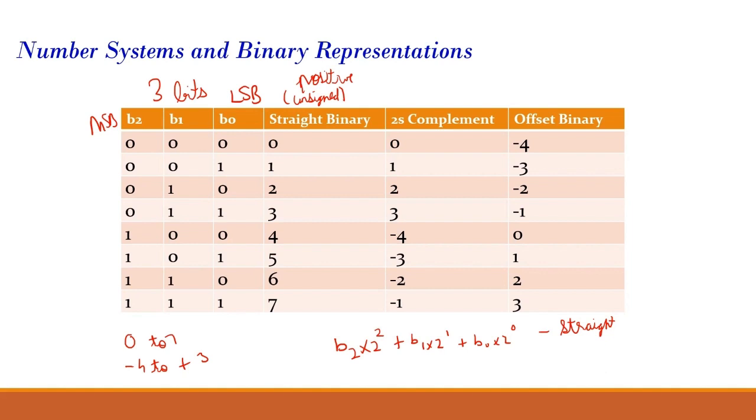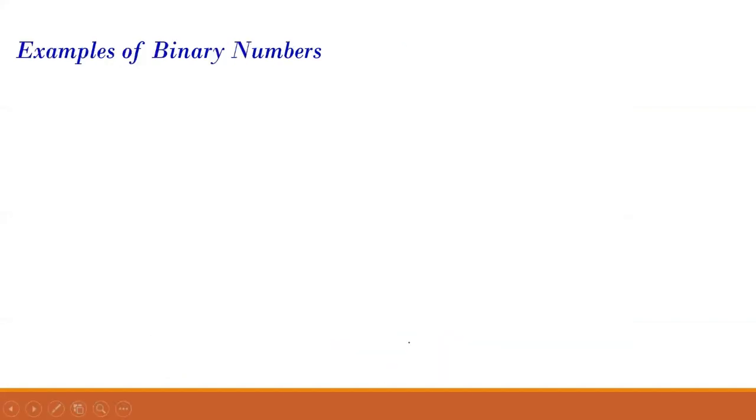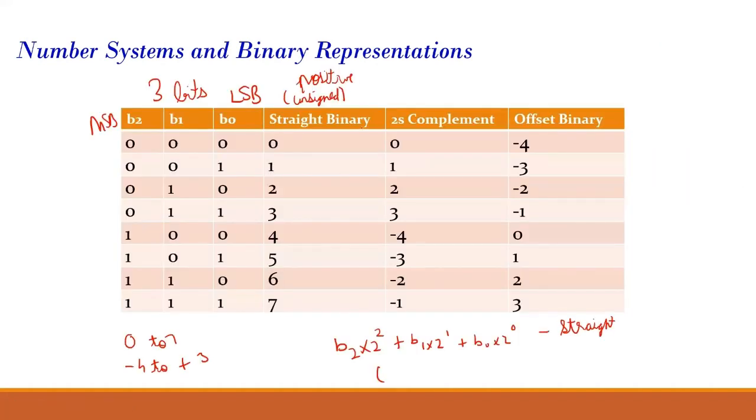Any queries in this part? No, sir. We don't know exactly about the offset binary. Who knows 2's complement? For 2's complement, it is just minus 1 into B2 into 2 raised to 2 plus B1 into 2 raised to 1 plus B0 into 2 raised to 0. So this term dominates and this is the sign one.